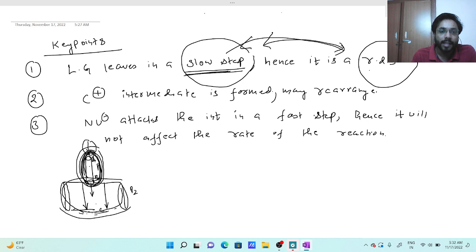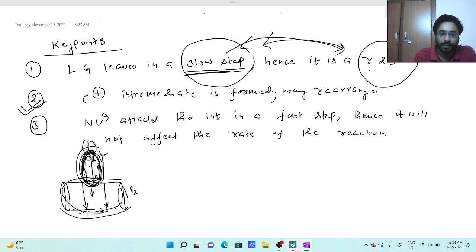Now the second point is that a carbocationic intermediate is formed which may rearrange. This must be very clear to you. Third thing, the nucleophile attacks the intermediate in a very fast step, as we have noticed there. The nucleophile is attacking in a very fast step, so that will not affect the rate of the reaction. This is the third point which I would like to mention here.